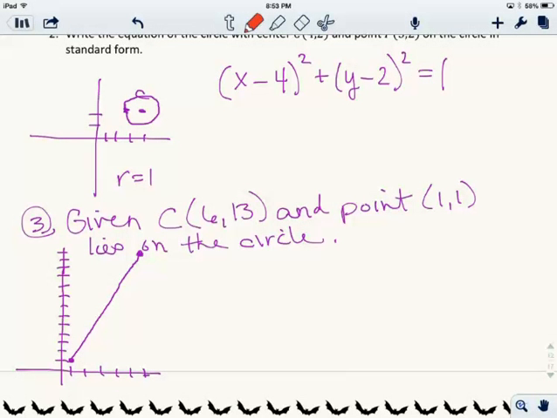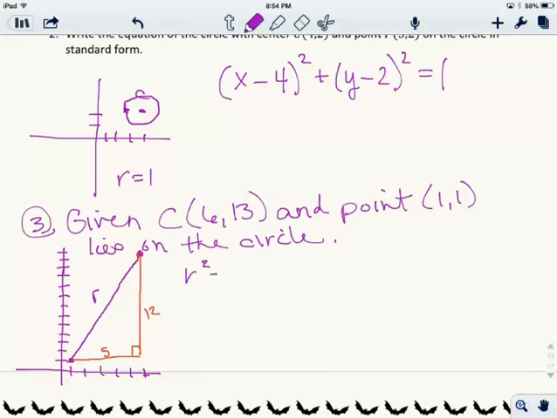I know the vertical and horizontal distance in order to get to that point. The vertical distance is 12. The horizontal distance, if we count, is 5. And right here we have a right triangle, our hypotenuse being our radius. So in order to figure out the length of our hypotenuse, we actually have to use the Pythagorean theorem.